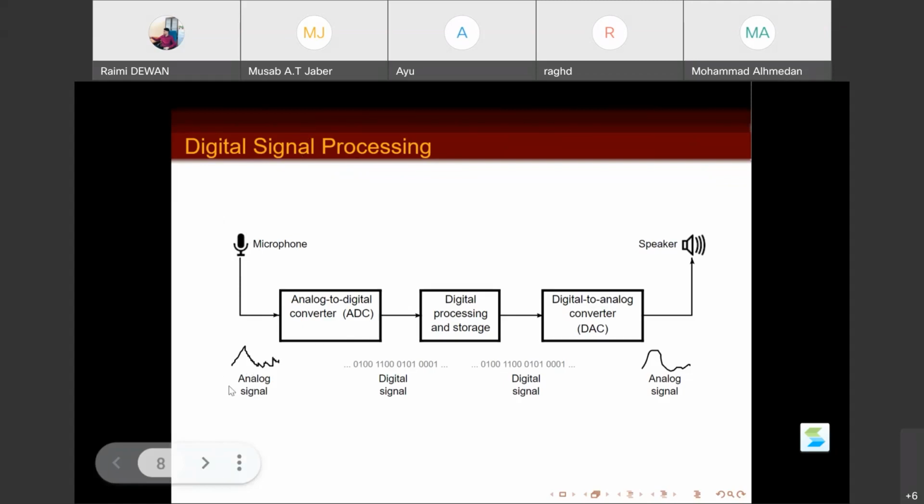So this is the audio signal, this is your voice. Already it is an electrical signal. Then it passes through the ADC, analog to digital converter.